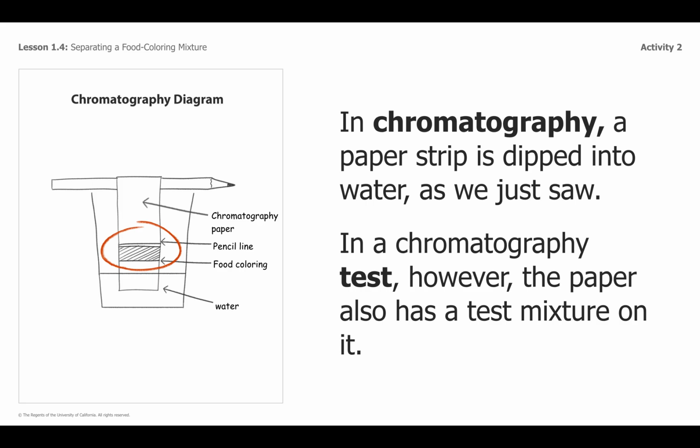So in chromatography, I use that word chroma meaning having to do with colors, and graph meaning writing, or basically it's a picture. So it's basically a picture of colors. It's a paper strip dipped into water, as we just saw, but in a chromatography test, the paper has a special test mixture in it. It's a chemical that basically helps the substance that you're testing separate.